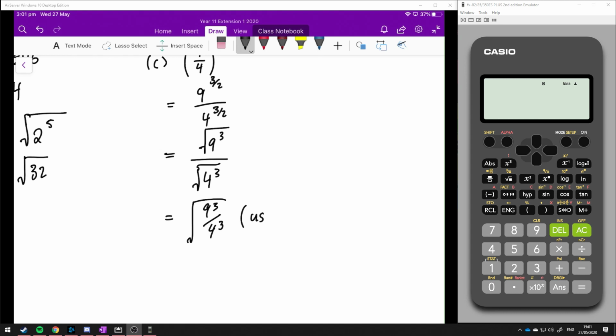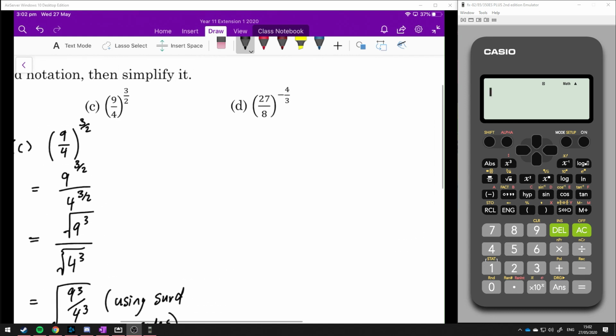And I'm going to write next to it using surd rules, which we learned about earlier in the year. Okay, and then let's do part D.